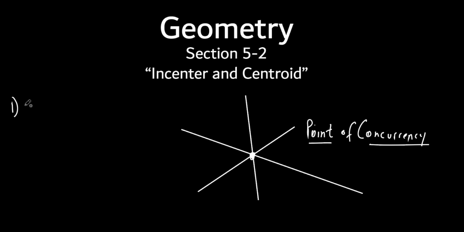Okay, so if I have a triangle, let me try to write that a little bit better. If I have a triangle, and I was able to draw the perpendicular bisectors of each side of the triangle, what did I just find? What do we call that particular point of concurrency? It's called the circumcenter. Very good.